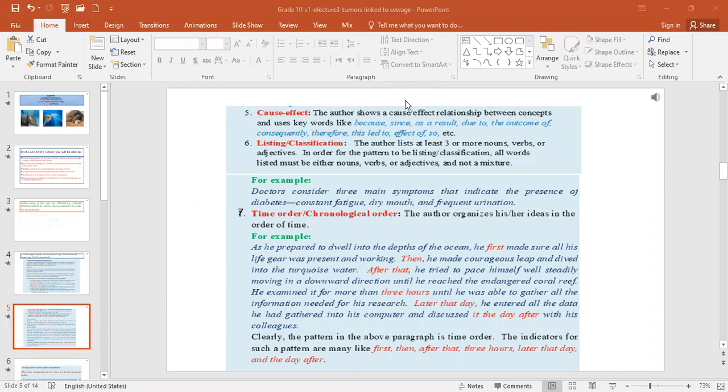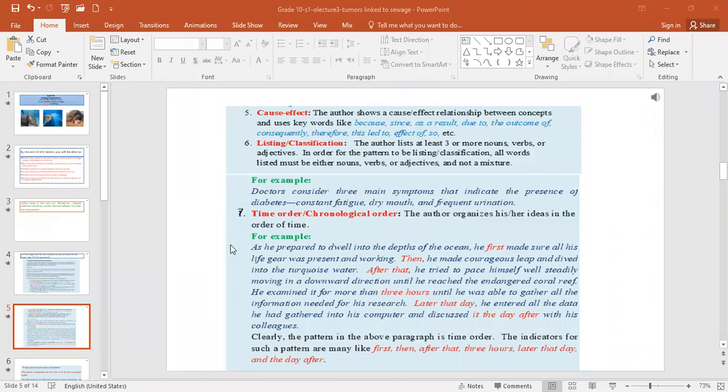For example, doctors consider 3 main symptoms that indicate the presence of diabetes: constant fatigue, dry mouth, and frequent urination. What is the author listing here? The symptoms of diabetes, which is high blood sugar, listing them, classifying them. So the pattern of organization here is one of listing or classification. Both are the same. And you need to tell me the author lists the different symptoms of diabetes. And that's it.